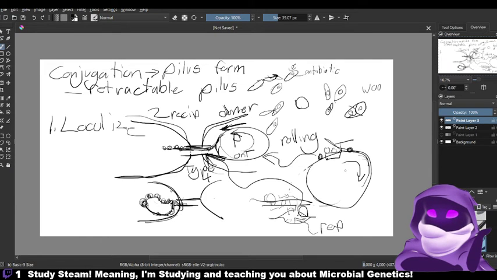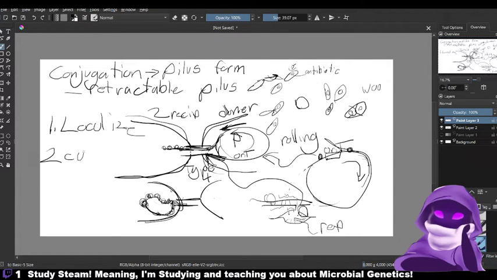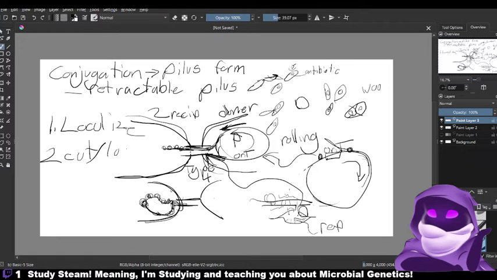So it localizes the plasmid and ORET to the place where it's going to be moving between two cells, and then two is cut. Cut and load. Cut, load. So we are cutting the DNA, shoving it through the hole, and we are loading the replisome, which will actually do the replication.